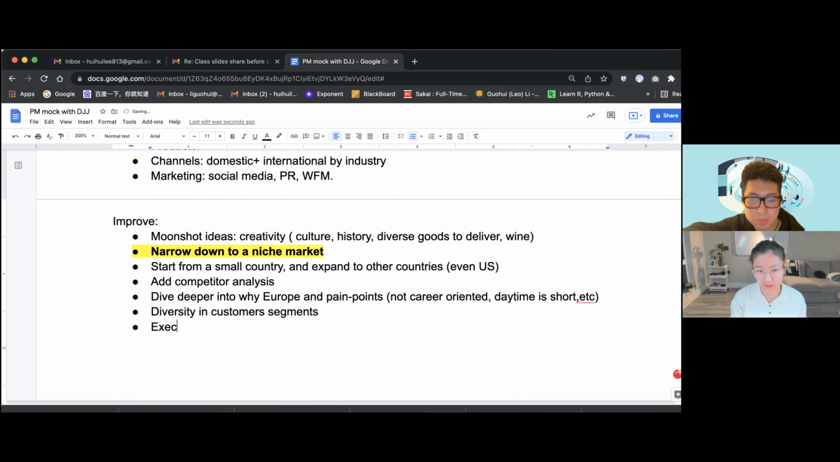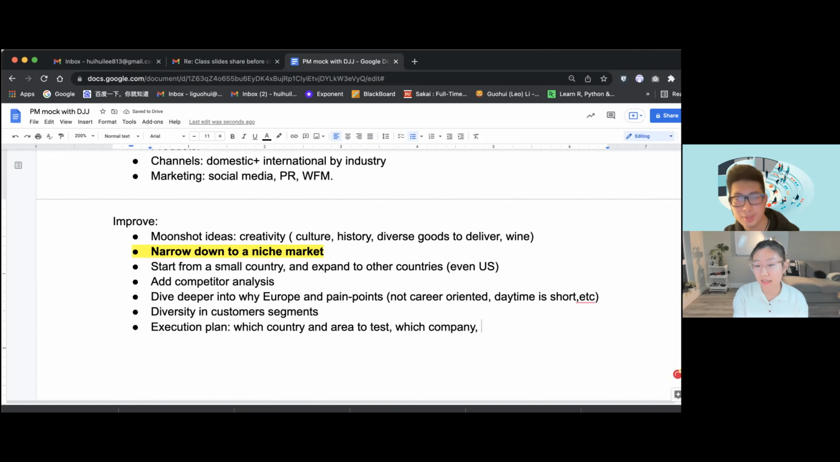The last one: I asked you about your execution plan. Because Europe is such a big place, with different countries and different cultures, which country do you want to run first? Which area do you want to test first? Or if you want to have a B2B service, which company do you want to deliver for first? Maybe you can think about a specific company, like IKEA. It is a Swiss company, and they might want to improve their delivery efficiency, because they value efficiency very much when it comes to delivery. So you can think about some companies that you want to go to first, and talk very roughly about what the contract is going to be like. That is your B2B thinking in your execution.